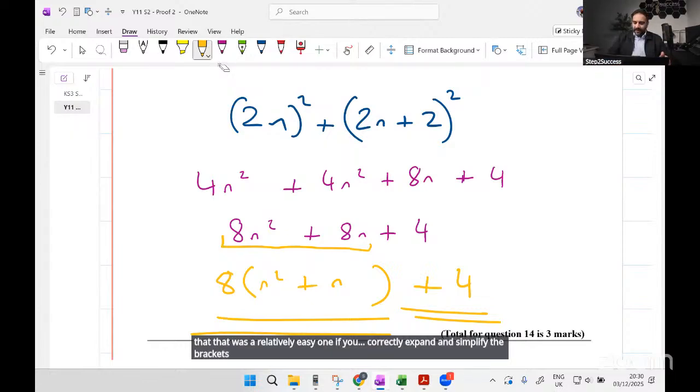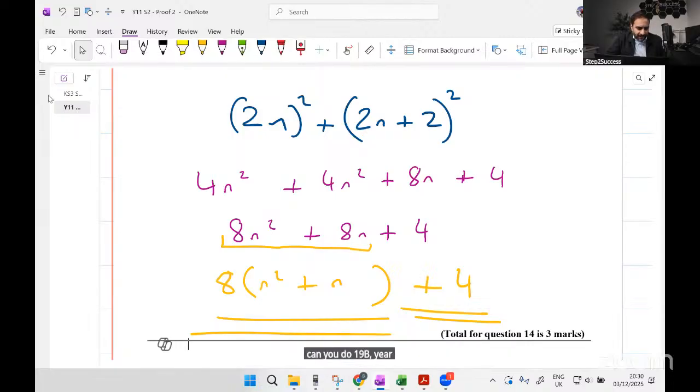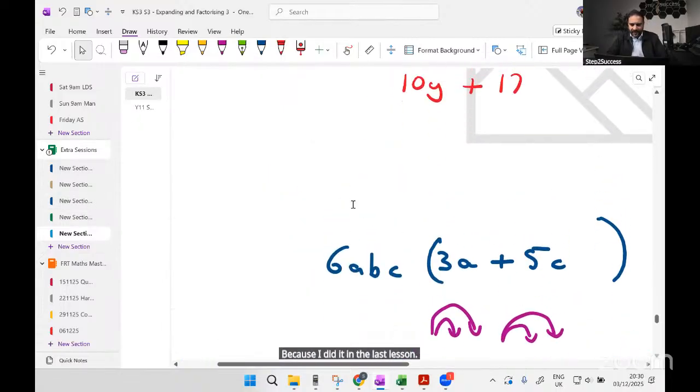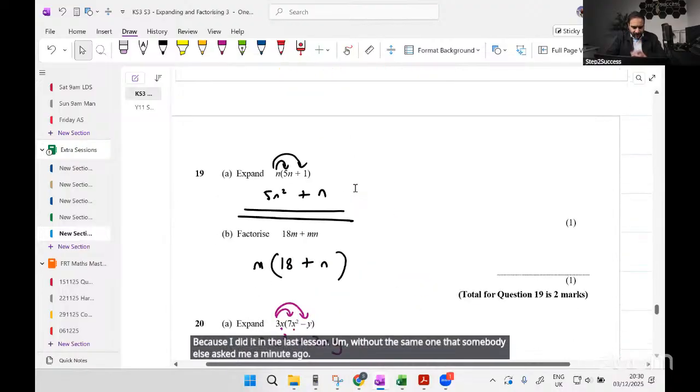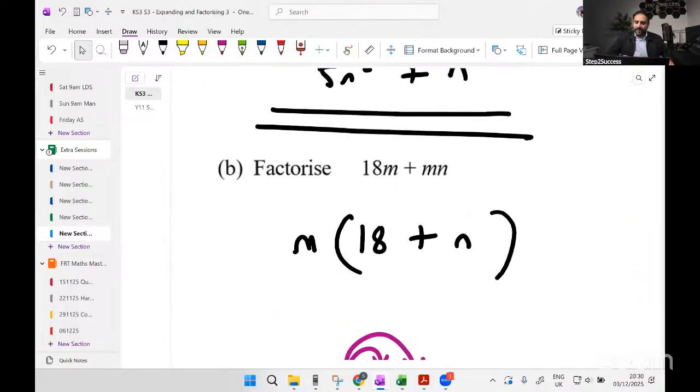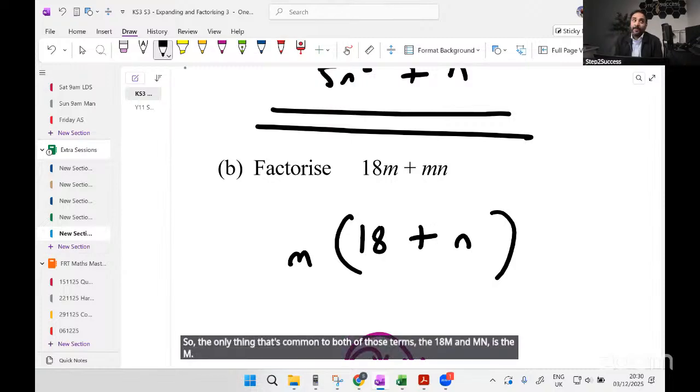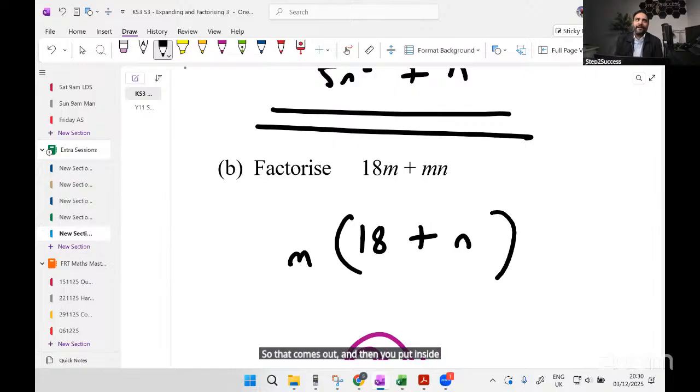Right, let me see if I can find anything else. Can you do 19B, year 10, expanding and factorizing? Let me just show you that because I did it in the last lesson. Is that the same one that somebody else asked me a minute ago? That is 19B on the expanding and factorizing. The only thing that's common to both of those terms, the 18M and MN, is the M. So that comes out, and then you put inside what gets you back to 18M plus MN.